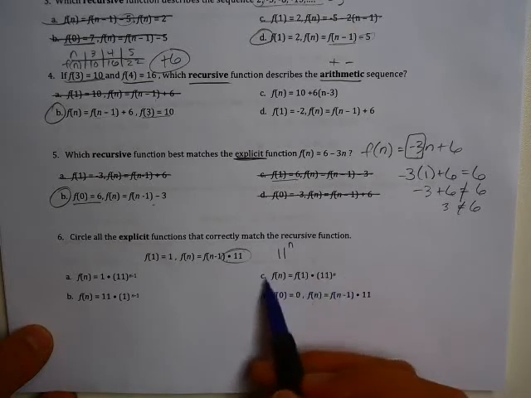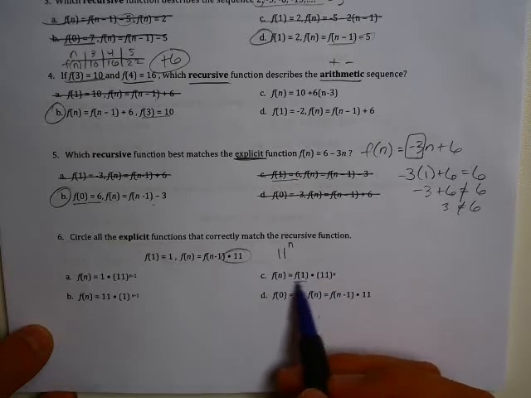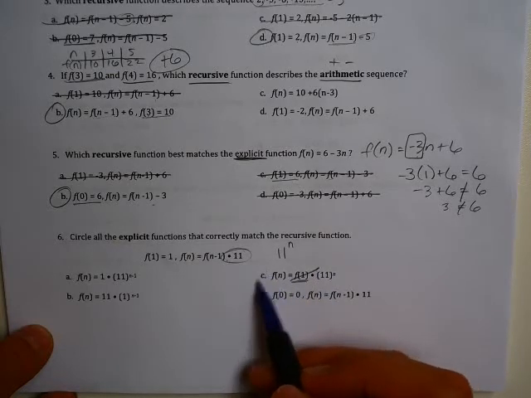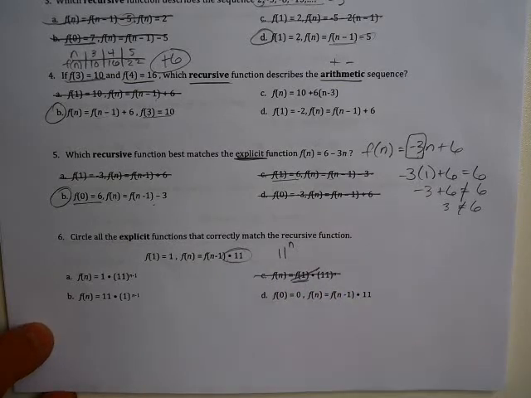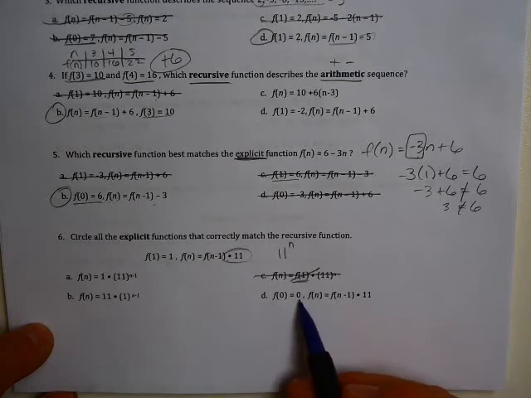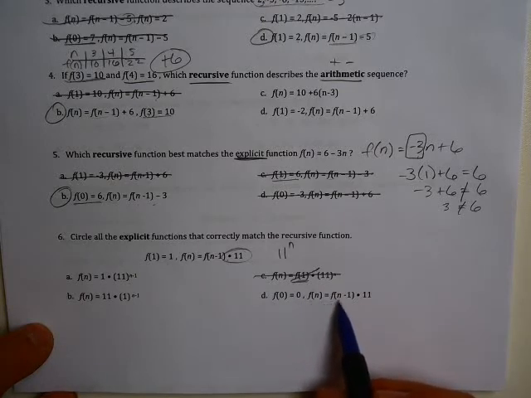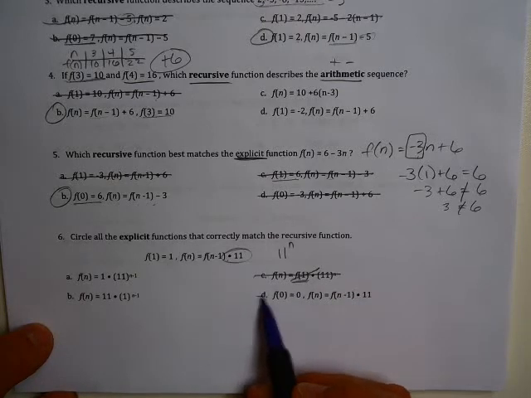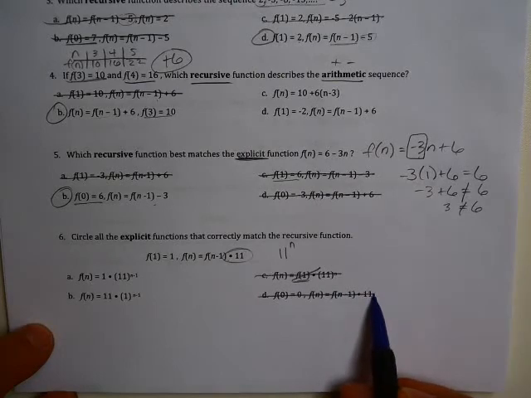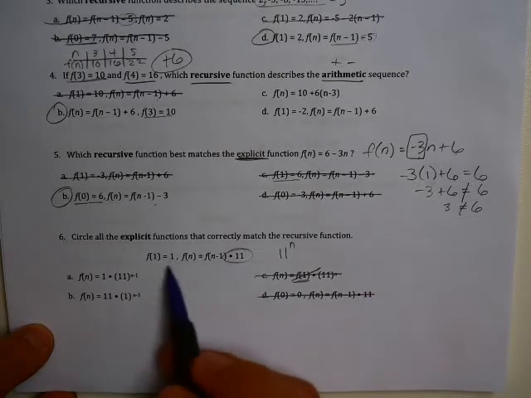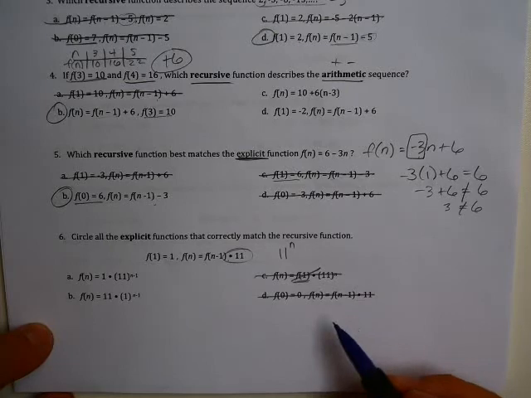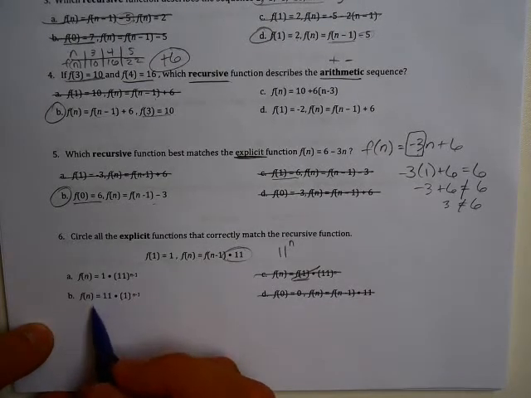Looking at C, it looks like I'm kind of in the right place, but this f of 1 doesn't make sense in this case. So it can't be C. That's not how we've seen explicit functions. F of 0 equals 0. This is a recursive function. That's not what it's asking for. These are both recursive. So it's got to be between A and B.